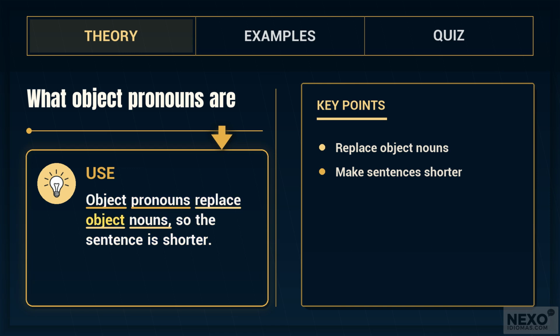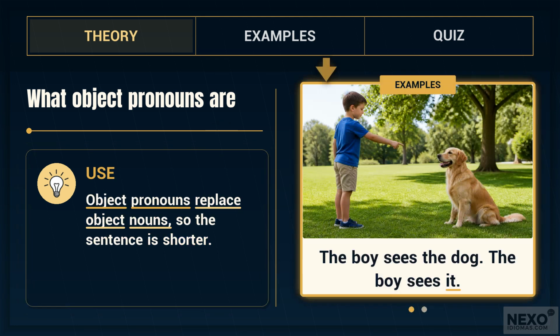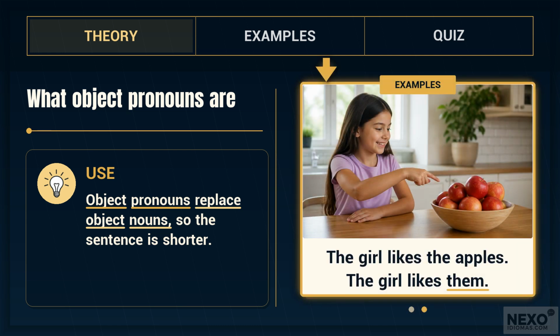Object pronouns replace object nouns, so the sentence is shorter. Example. The boy sees the dog. The boy sees it. Example. The girl likes the apples. The girl likes them.